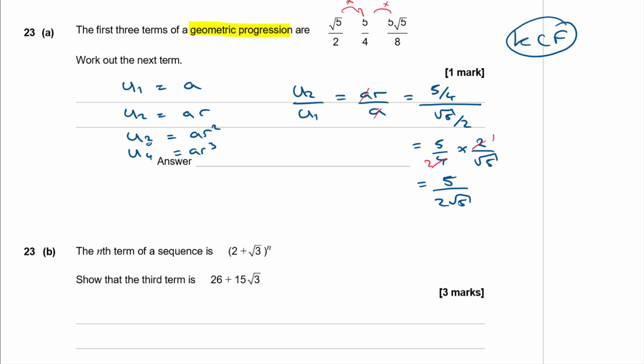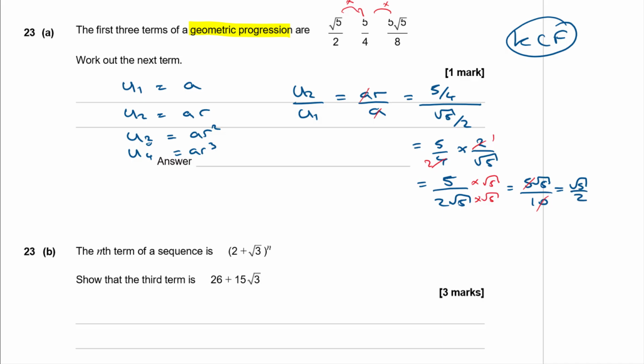Now I don't really like roots on the bottom, so I can just rationalize that by multiplying top and bottom by root 5. So that will give me 5 root 5 over 2 times root 5 times root 5. Root 5 times root 5 is 5, times 2 is 10. And then I can cancel that 5 and that 10. And that's going to give me root 5 over 2 as my value of R.